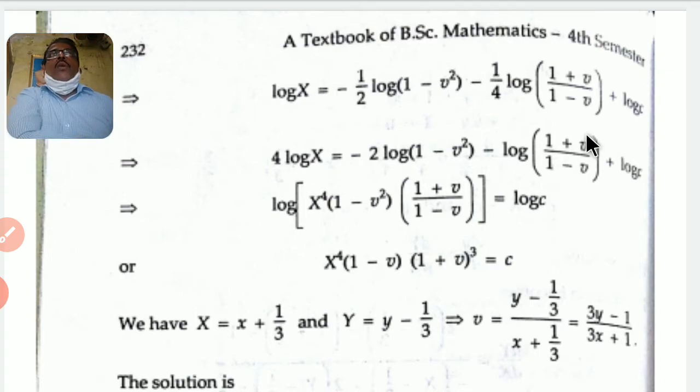Then according to properties of logarithms, log a plus log b plus log c is equal to log abc. So log a means x to the power 4, b means 1 minus v square whole to the power 2, and c means 1 plus v divided by 1 minus v, is equal to log c, on both sides log will cancel. So x to the power 4 into 1 minus v square whole to the power 2 into 1 plus v divided by 1 minus v equal to c.